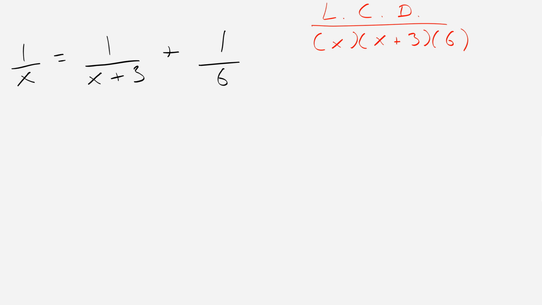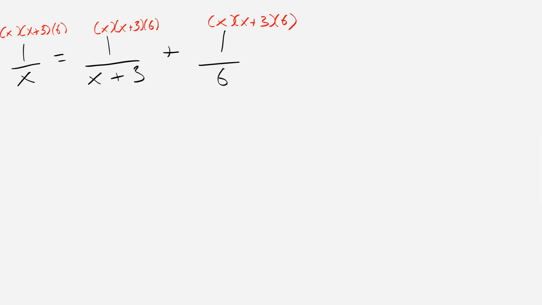Alright, so we're going to multiply each term by the lowest common denominator. The way I like to do that is write the lowest common denominator in kind of smaller writing above each term to show that I'm multiplying each term by the lowest common denominator. So x, x plus 3 and 6. Each of the 3 terms in the equation gets multiplied by this lowest common denominator.